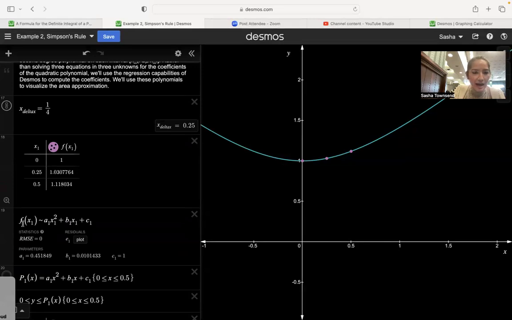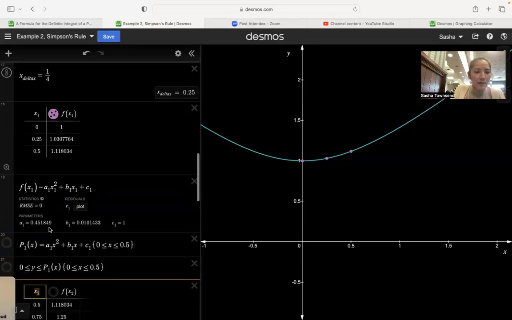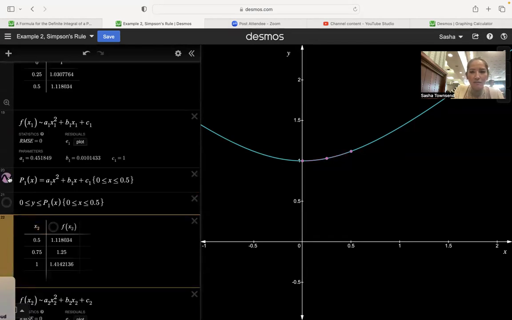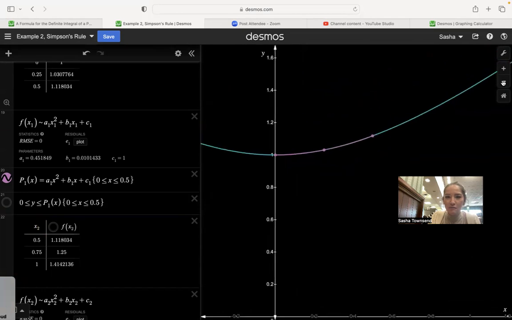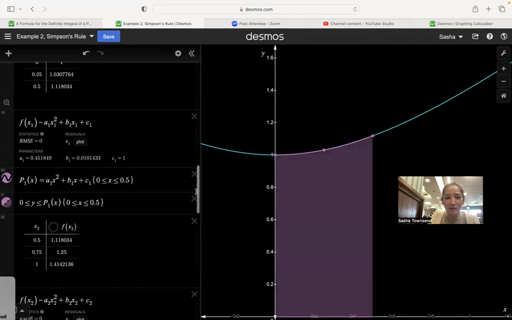And we can ask Desmos to calculate that second degree polynomial for us. If we do that, we just use this tilde. We're using the regression capabilities of Desmos. It gives us the coefficients a, b, and c. So my first polynomial looks like this. You can't even see the difference between that function and the approximation. They're so close to each other. And then the area that we're using to approximate the area under the curve is that area. Looks pretty good to me.